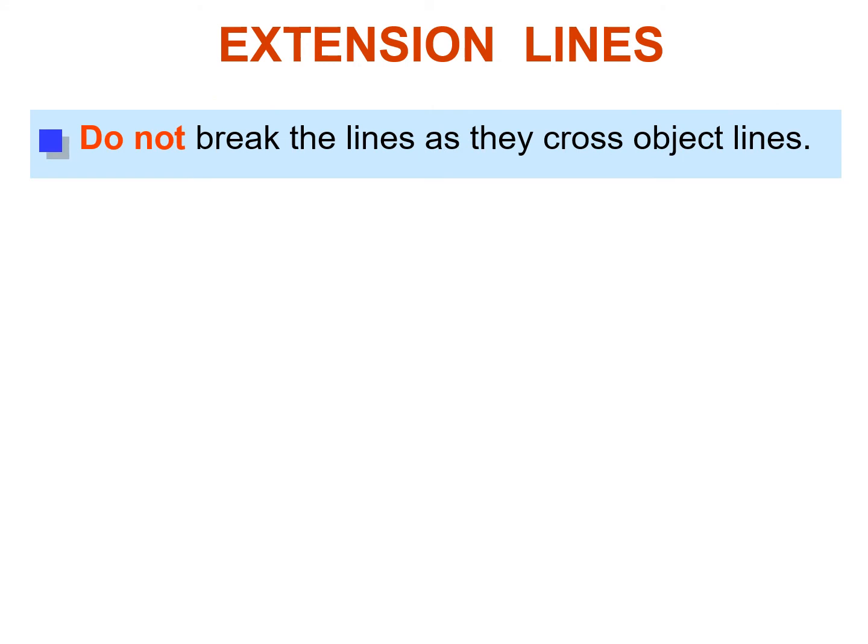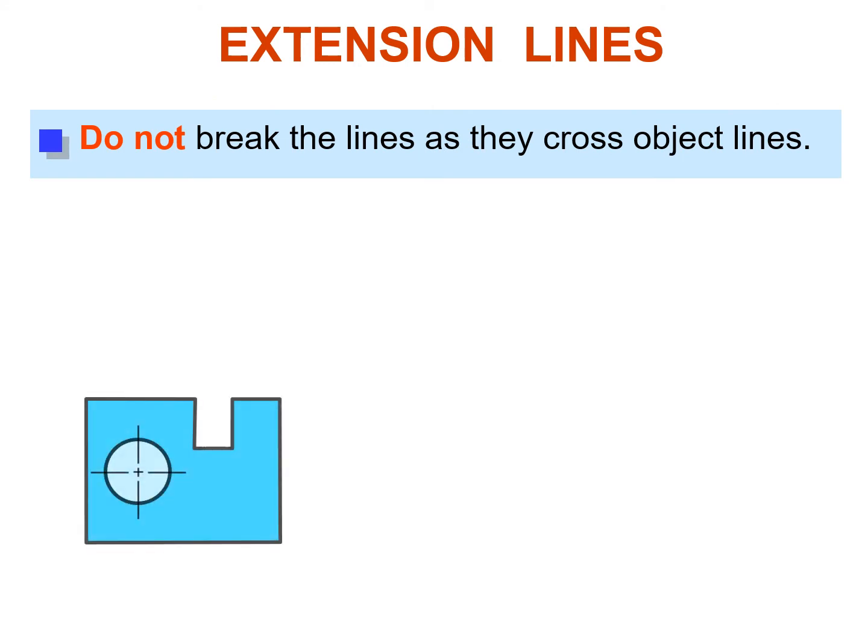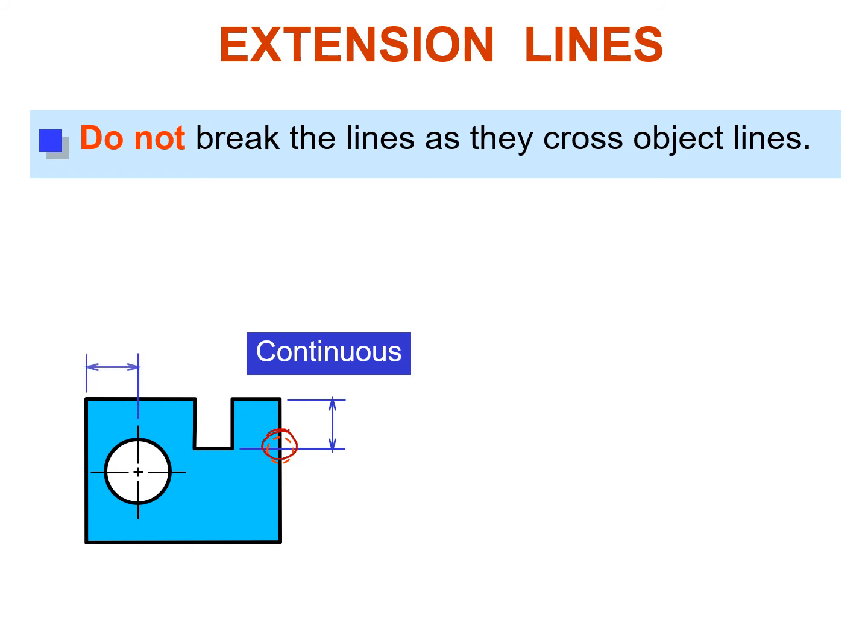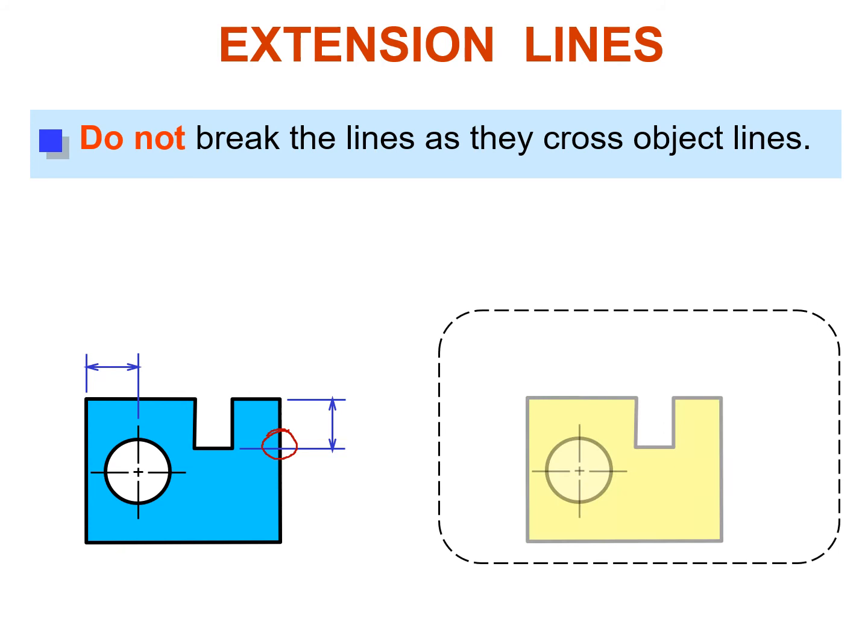Extension lines do not break as they cross the object line. For example, if you are going to dimension this feature, there should be no break. The extension line should be continuous. Similarly, for this feature, if you are showing the center of the hole from an edge, then there should be no break when you are drawing the extension line. And this is the common mistake that people make. Now here there is a visible gap.